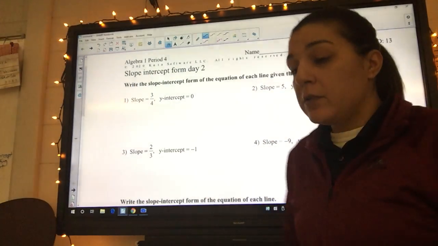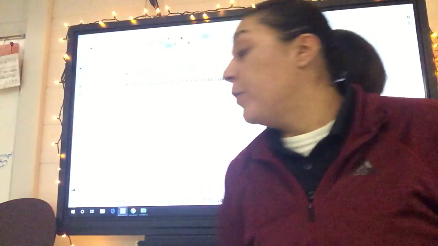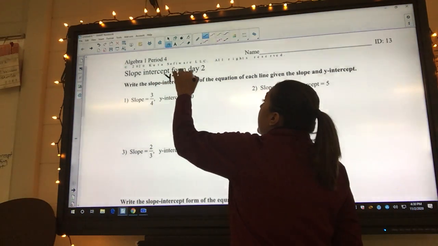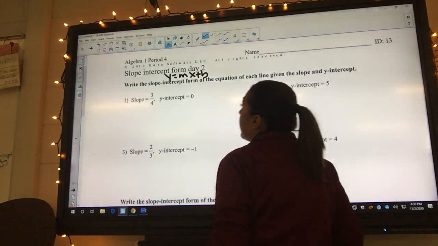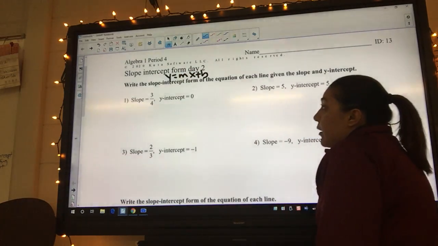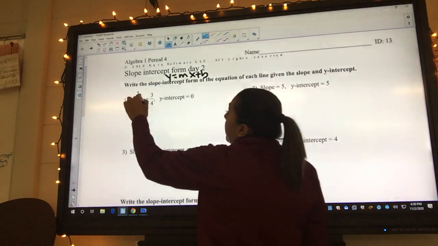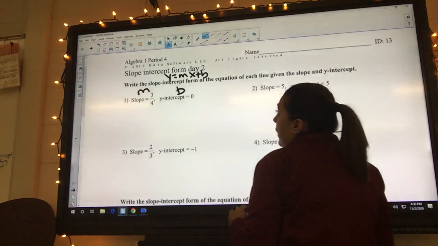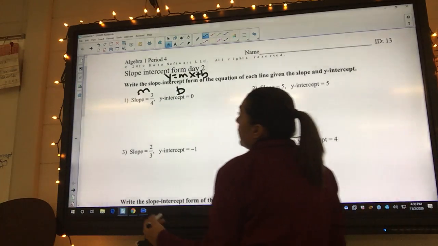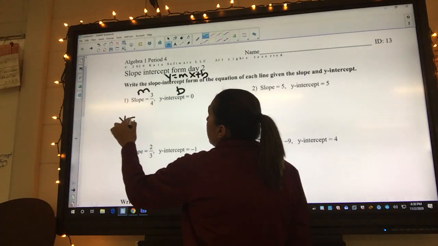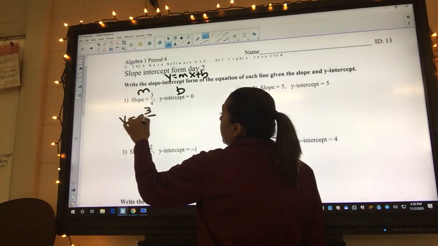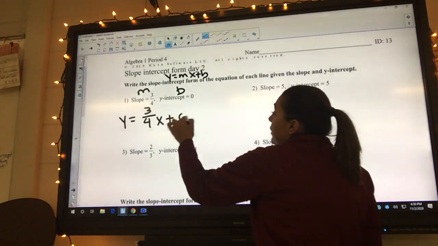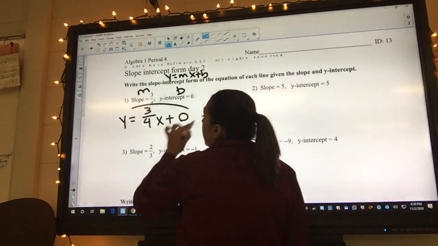Okay, so we talked about slope-intercept yesterday, and slope-intercept form is y equals mx plus b, where m is our slope and b is our y-intercept. So on the very first part, we're just writing this stuff in. So we got y equals, and our slope is going to be 3/4 x plus, and my b is 0. And that's it. That's all we're doing.